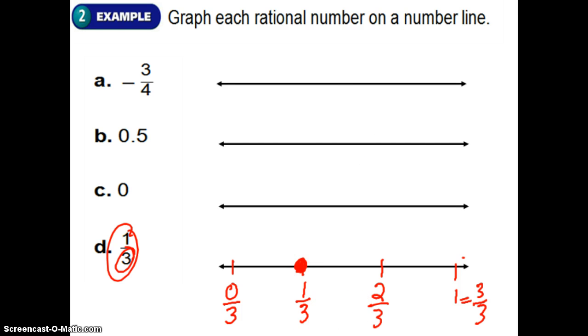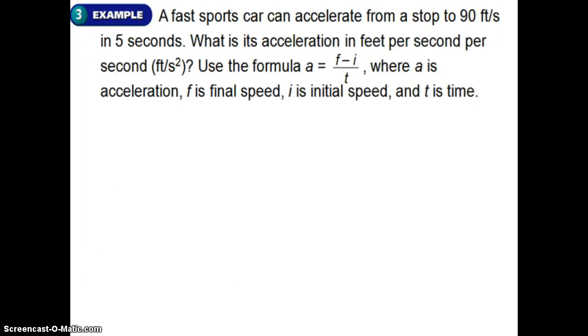Last one, we got a story problem here. A fast sports car can accelerate from a stop to 90 feet per second in 5 seconds. So I'm going to highlight this number, 90 feet per second, in 5 seconds. Now, what is its acceleration in feet per second squared, or s squared, because it's second per second? That's not a typo. This is true. When you take physics, you'll notice this.